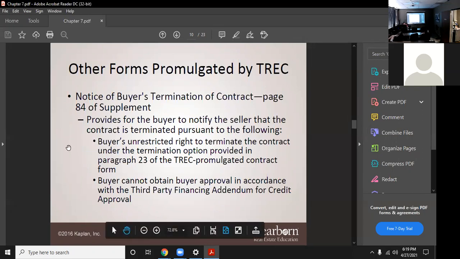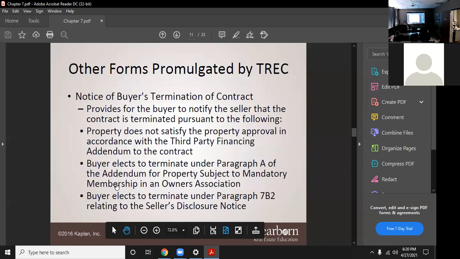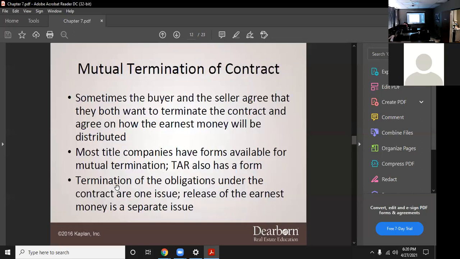Exactly. All right. So notice the buyer's termination of contract. This provides for the buyer to notify the seller that the contract is terminated pursuant to the following: buyer's unrestricted right to terminate the contract under the termination option provided in paragraph 5, not 23. It's now 5 of the TREC promulgated contract form. The buyer can obtain buyer approval in accordance with the third-party financing addendum, and I'll go through this in a little bit. If the property does not satisfy the property approval in accordance with third-party financing, the buyer elects to terminate under paragraph A of the addendum for property subject to mandatory membership in an owner's association. Or the buyer elects to terminate under paragraph 7.B.(2) pertaining to the seller's disclosure notice.